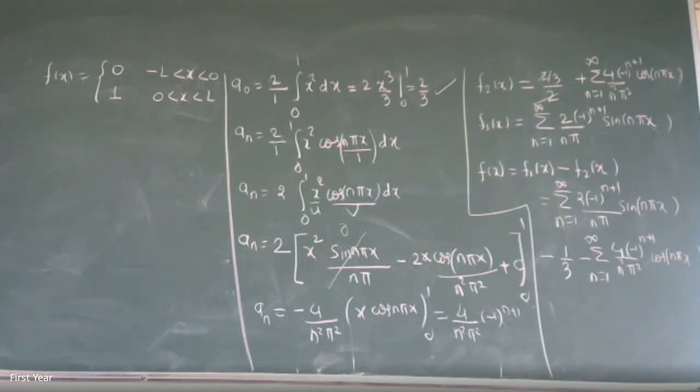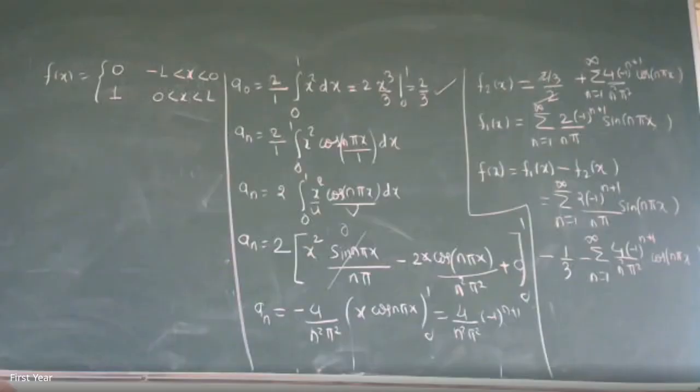Is it easy to identify quickly that it is an even or odd function? No, ma'am. So whenever this happens, directly go for finding a naught, a n and b n. Don't go for finding whether it is even or odd. Directly find a naught, a n and b n, and then if it is odd, a naught and a n both should become 0. If it is even, b n should become 0.